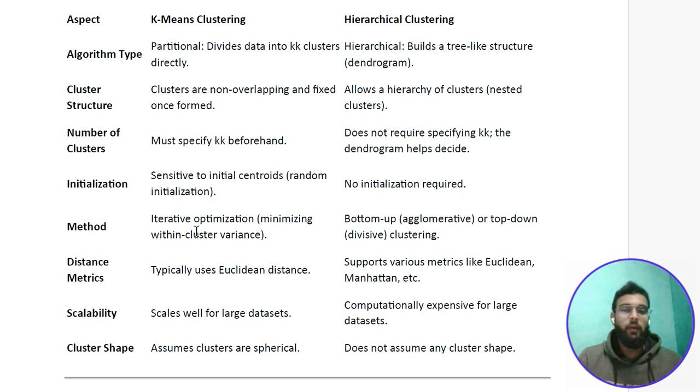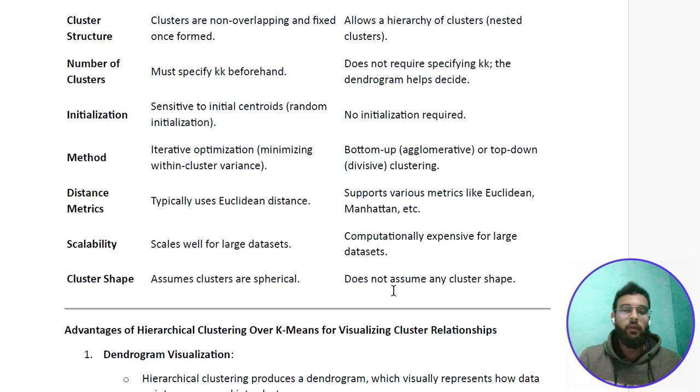The method: k-means is an iterative optimization where we minimize within-cluster variance, and in hierarchical we have bottom-up agglomerative or top-down divisive clustering. According to the distance metrics, k-means typically uses Euclidean distance, and hierarchical clustering supports various metrics like Euclidean, Manhattan, etc.